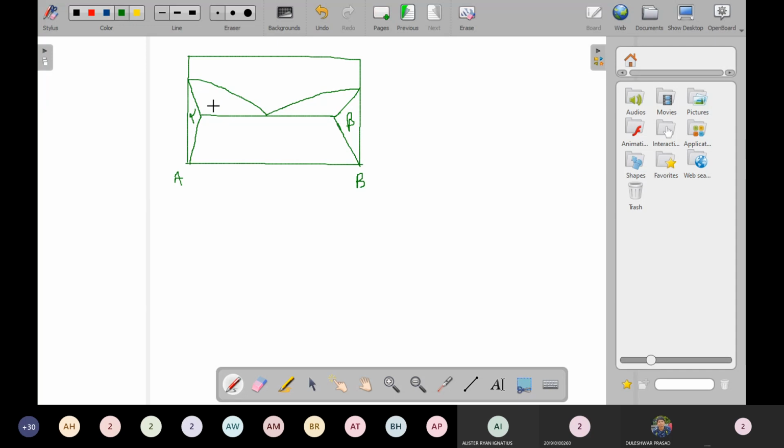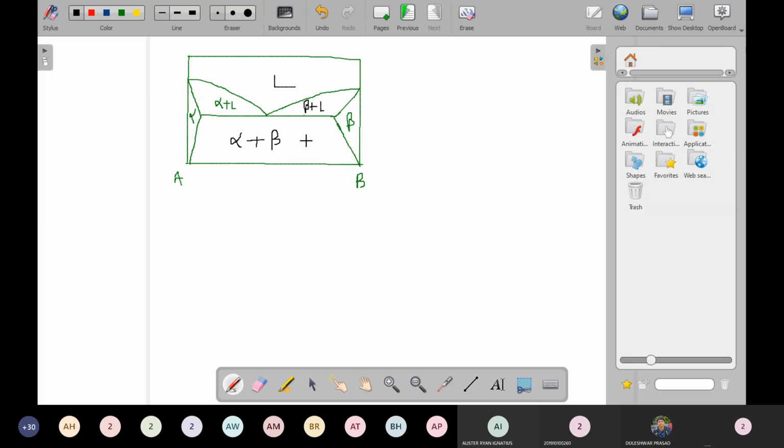Here we are having alpha plus liquid. Here we are having beta plus liquid. Here we are having total liquid, and here we are having alpha plus beta.